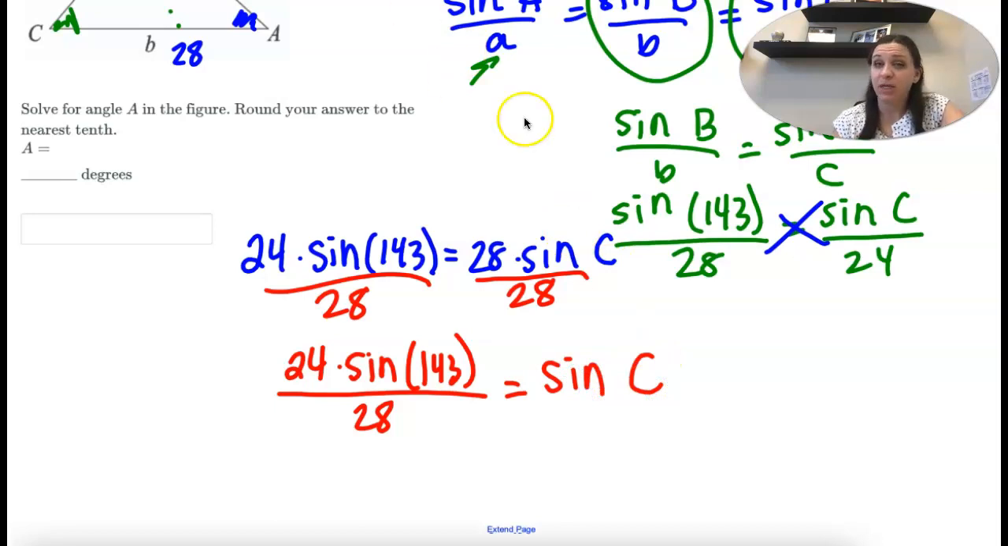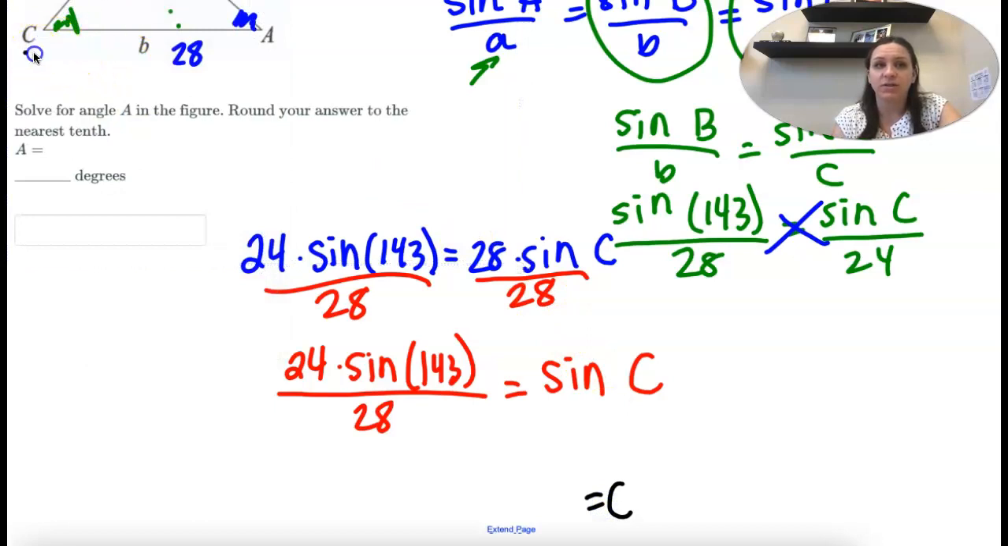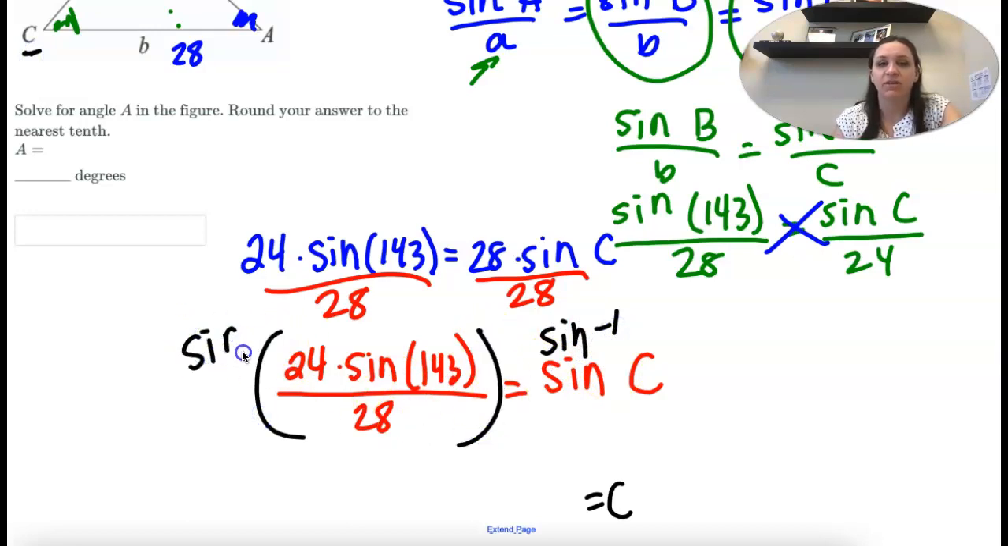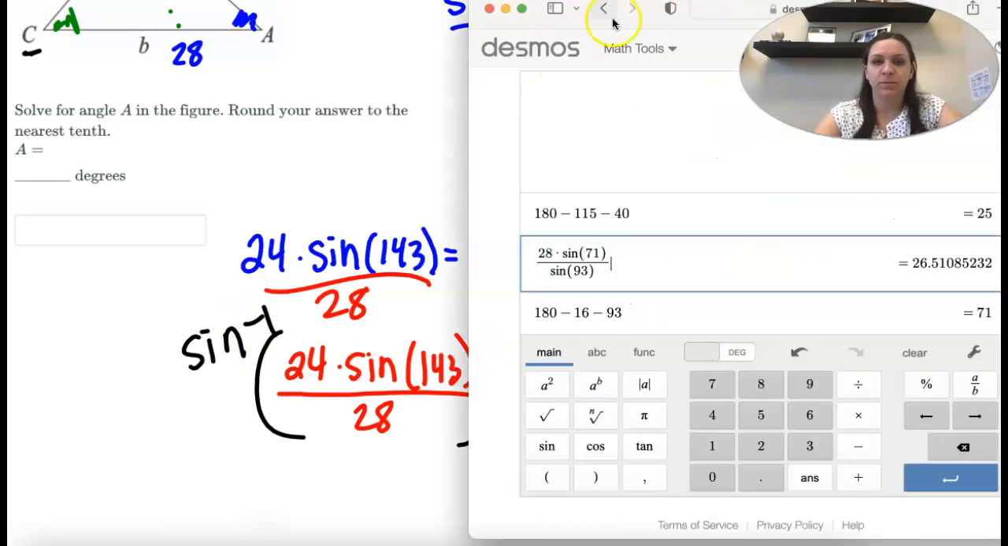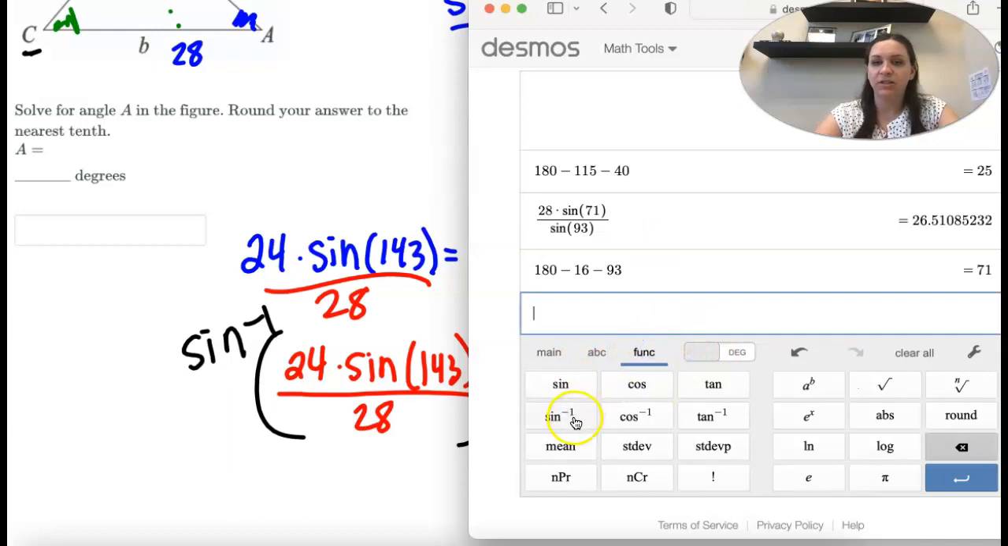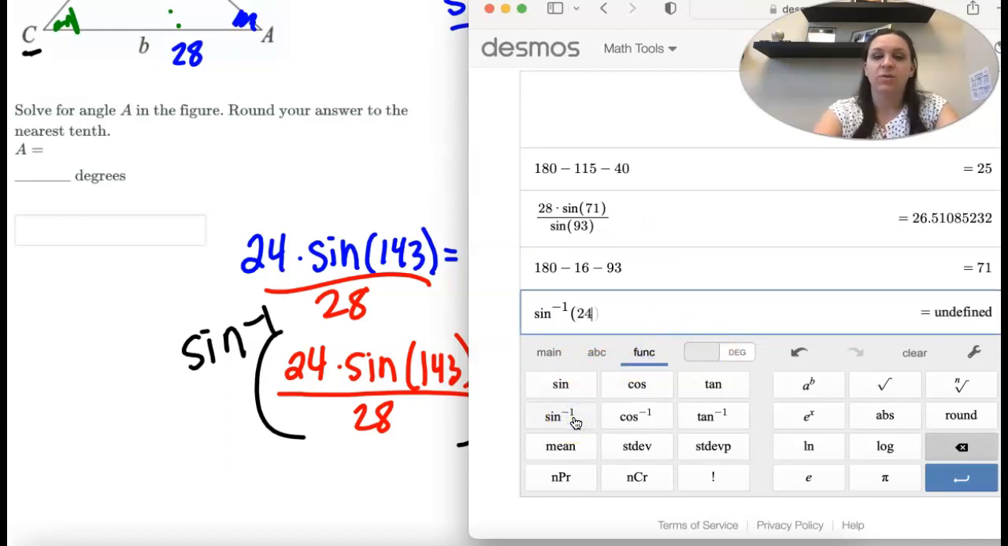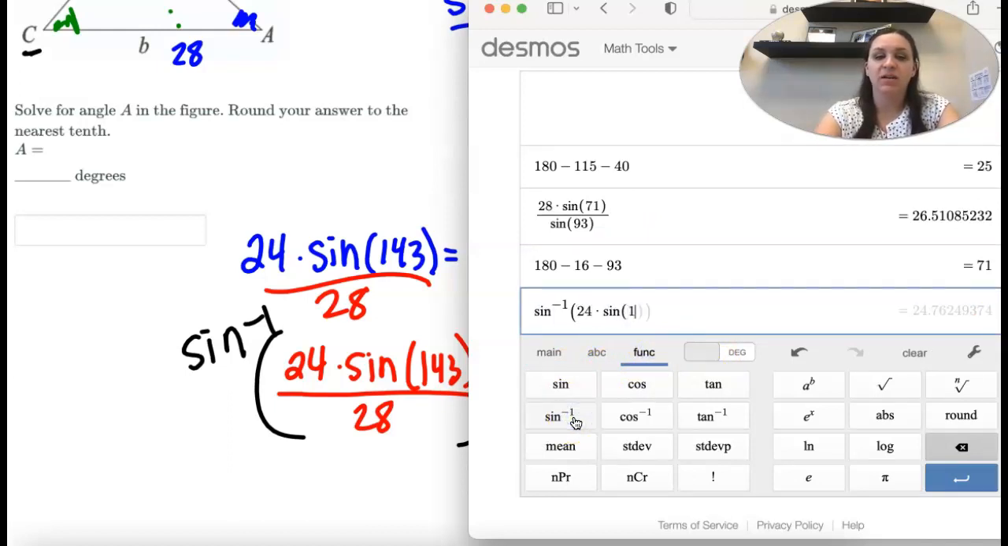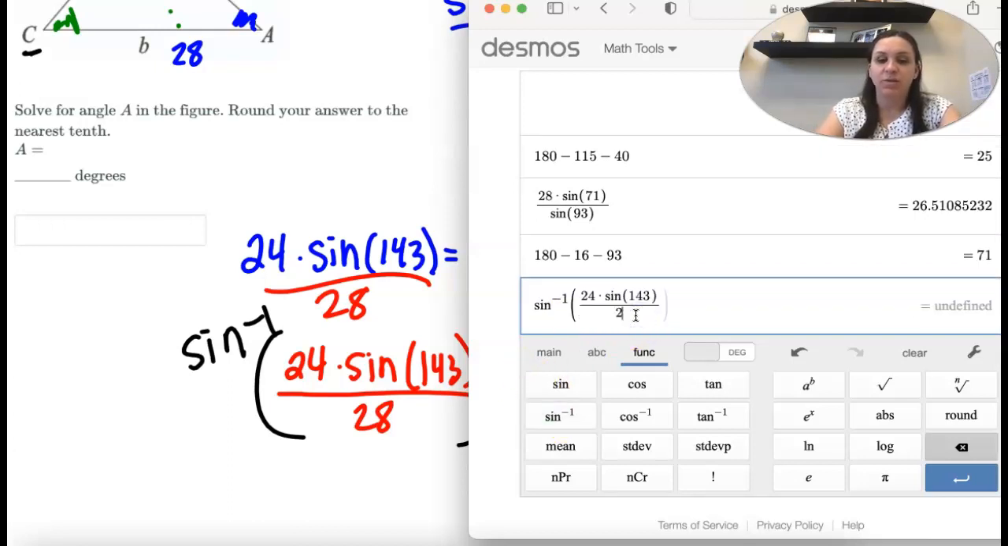And I'm not done because I just want C. I don't want sine C, just C. So the opposite of sine is sine inverse. So I'm going to take sine inverse of this whole big thing. So go to functions, sine inverse. 24 times sine of 143 divided by 28.